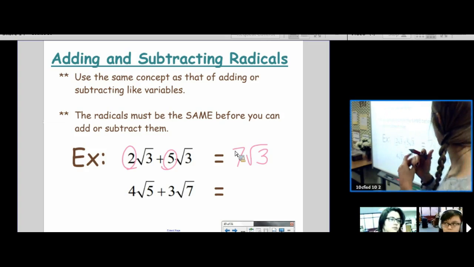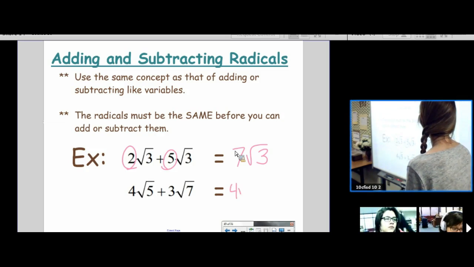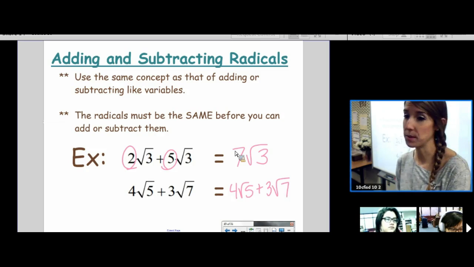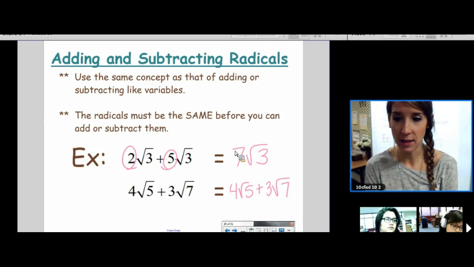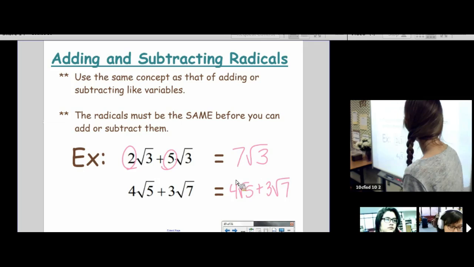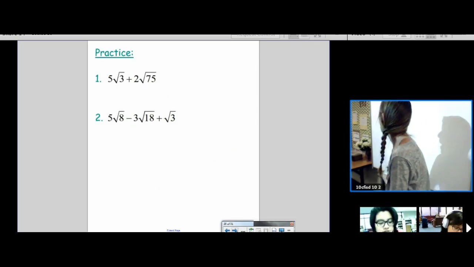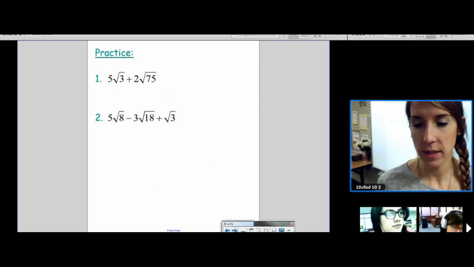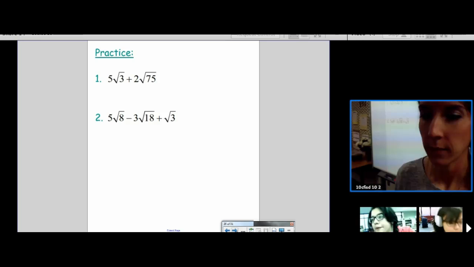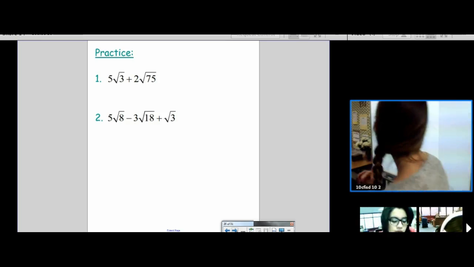Next one, 4 root 5 plus 3 root 7. Well, those are not like terms. Therefore, I can do nothing to simplify that expression. All right, these are the last 2 problems. I want you to work on those by yourself first. All right, let's work these 2, and we are done.